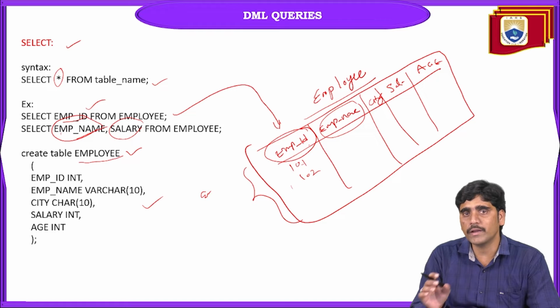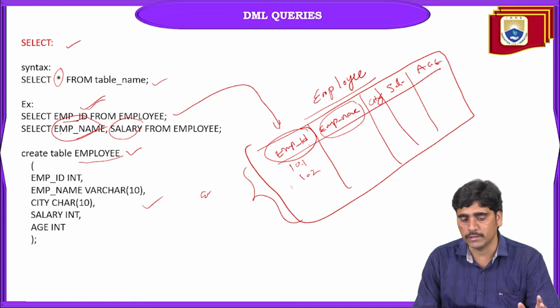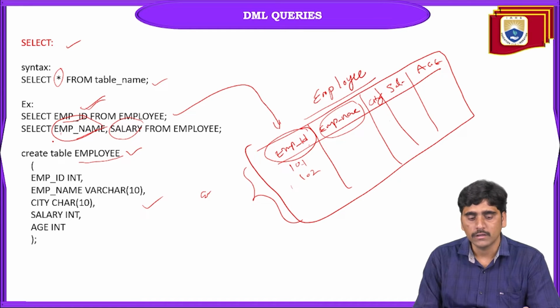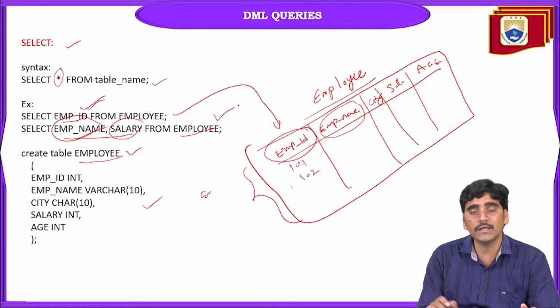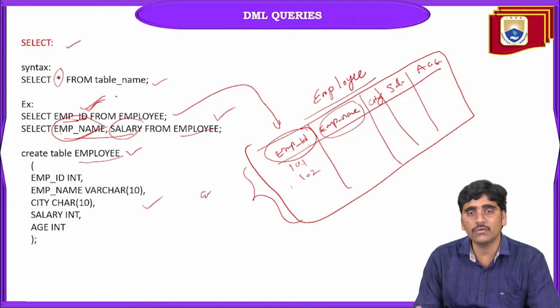So you can perform select operation on 2 bases. One is displaying all the columns, all the attributes along with the values. Or else, if you want to display a particular column, you can mention that column. So select employee ID from employee retrieves the values from the employee table on the basis of employee ID. Or you can take select employee name, salary from employee. It will display the employee name and salary values from this table. Those 2 values are displayed, and from the other one only employee ID.